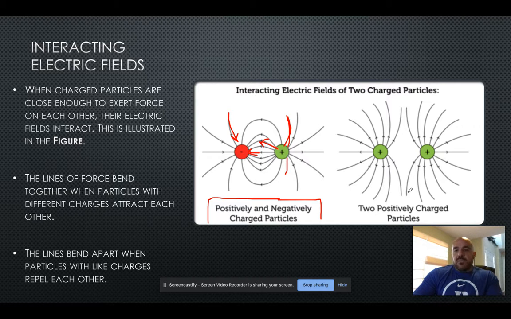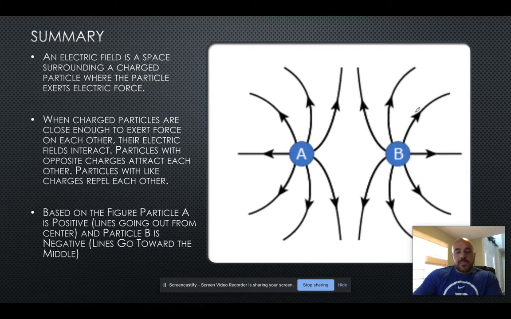If we have two positively charged or two negatively, as long as they're the same charge, we said with positive, the arrows always point away. Well, this is pointing that way. This particle is pointing that way, so they kind of collide and they push apart. So you can see those lines bend away from each other because they're moving in opposite directions there.